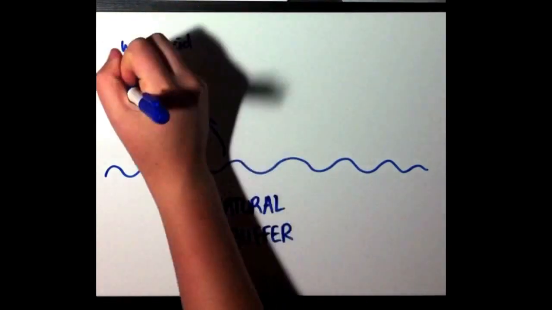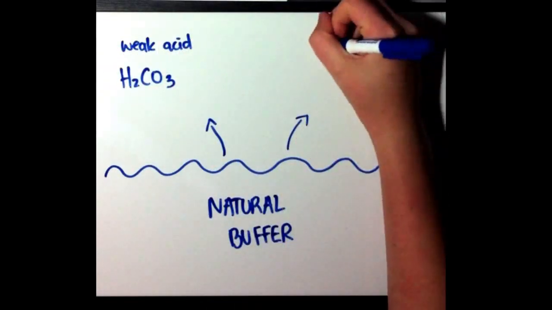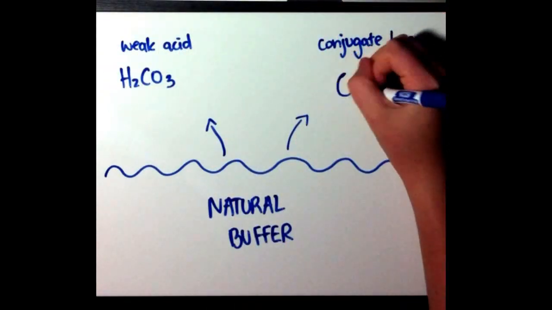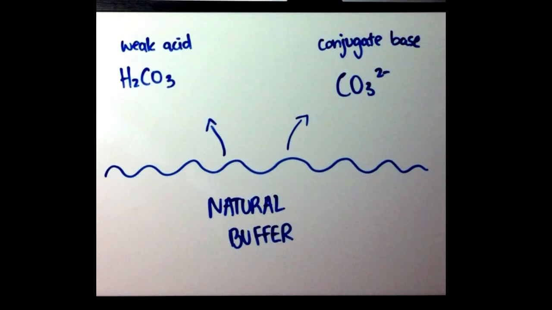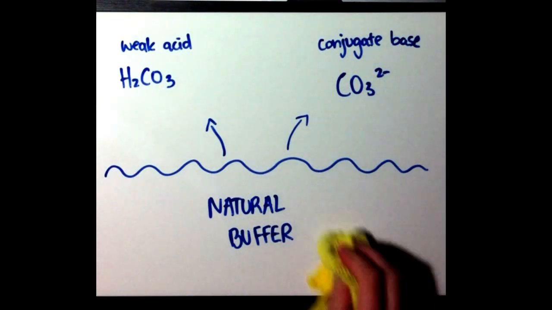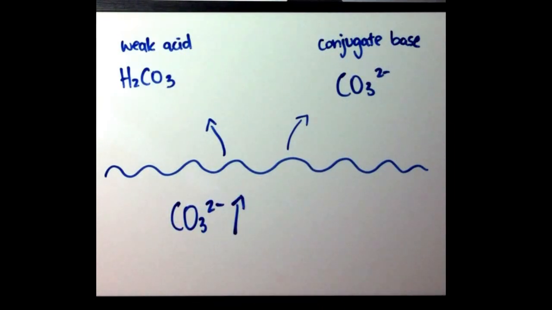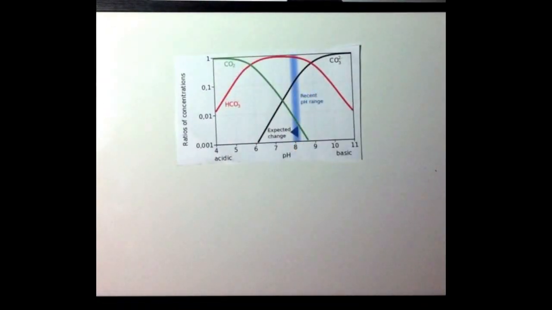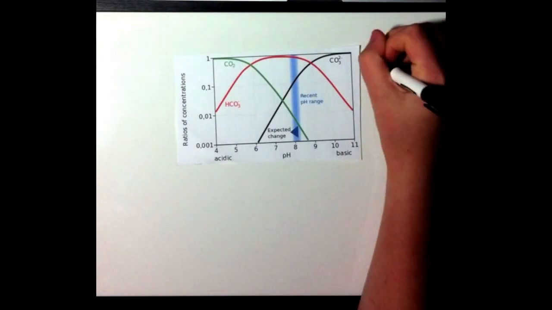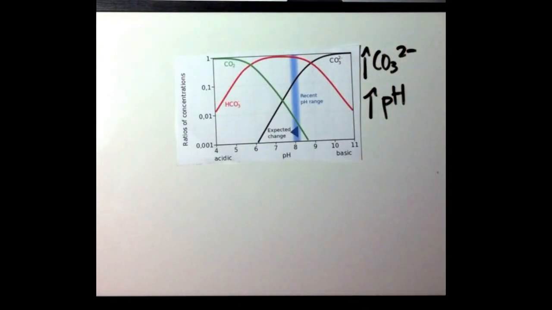Seawater, like any good buffer, contains a weak acid, carbonic acid, and a conjugate base, carbonate ions. The process of keeping seawater pH maintained is with the use of carbonate ions to increase the pH, which has been decreased by hydrogen ions. As seen in the Bjerrum plot from before, the higher the concentration of conjugate base, the higher the pH, and therefore the more alkaline the system.